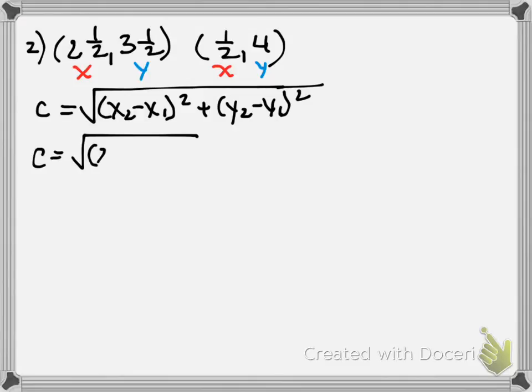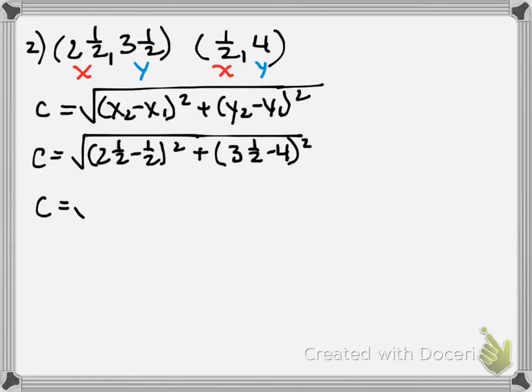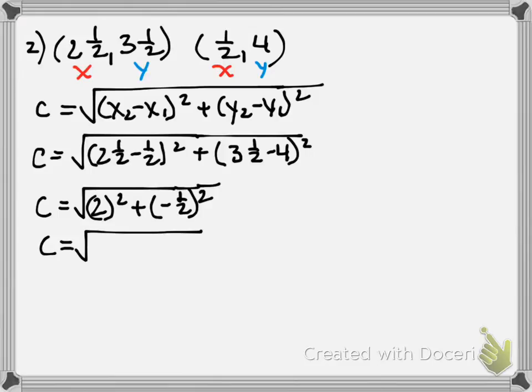So on my x's, I have 2.5 minus a half, and then I'm going to square that. And then on my y's, I'm going to have 3.5 minus 4. And I'm going to square that. Okay, so what's 2.5 take away a half? 2. Oh, that's pretty easy. So we're going to square that one. Now, what's 3.5 take away 4? Negative half. And we're going to square that. So we get c equals the square root of 4 plus positive 1/4. Okay. So that gives me c is equal to the square root of 4.25.